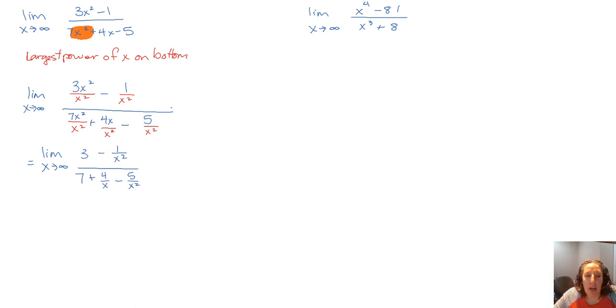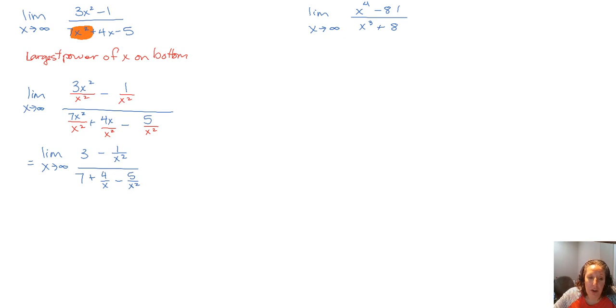Now, if you multiply by the largest power of x that's in the denominator, you should end up with one number there that doesn't have any x's left in it. And everything else should be a number divided by x. And that's what we see that we have here.